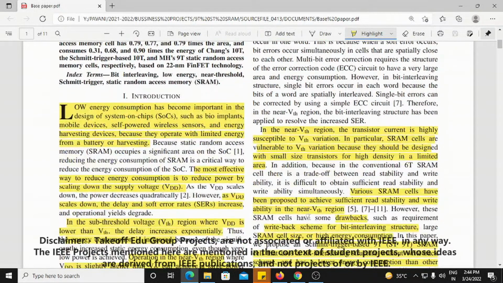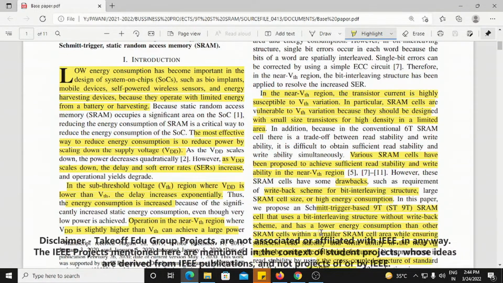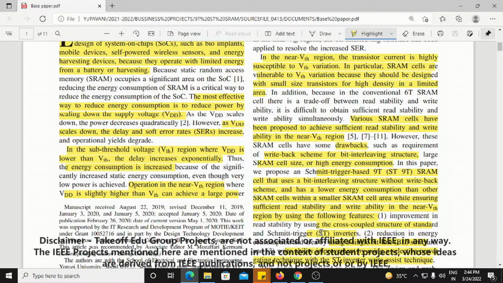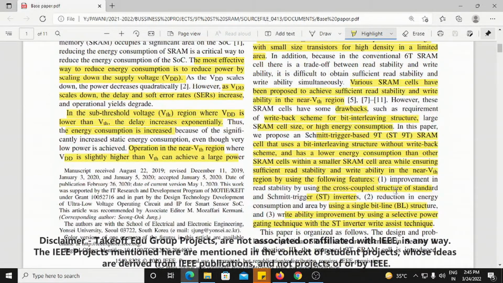Various SRAM cells have already been proposed for the near-threshold region, but there are some drawbacks, like a write-back scheme for bit interleaving structure, SRAM cell size, or high energy consumption. So, we proposed a Schmitt-trigger 9T SRAM cell that uses a bit interleaving structure without a write-back scheme and has low energy consumption. There are three features to achieve this.